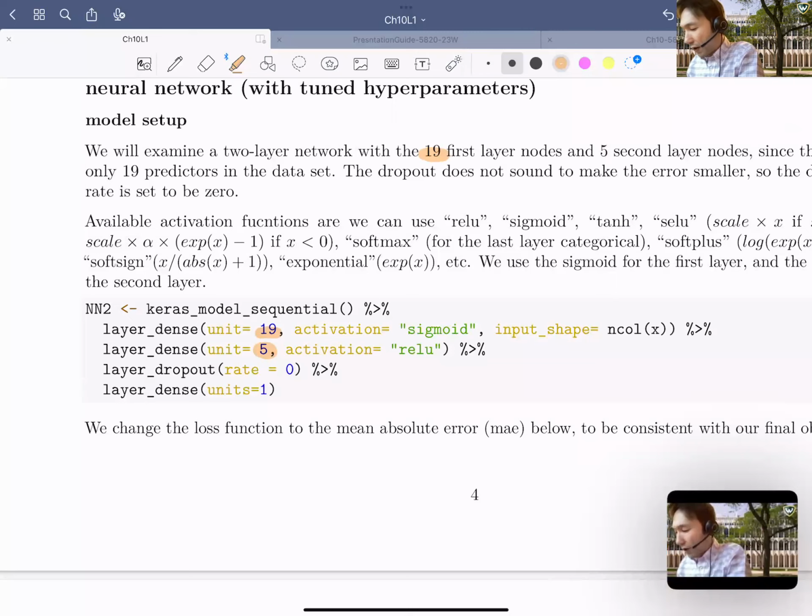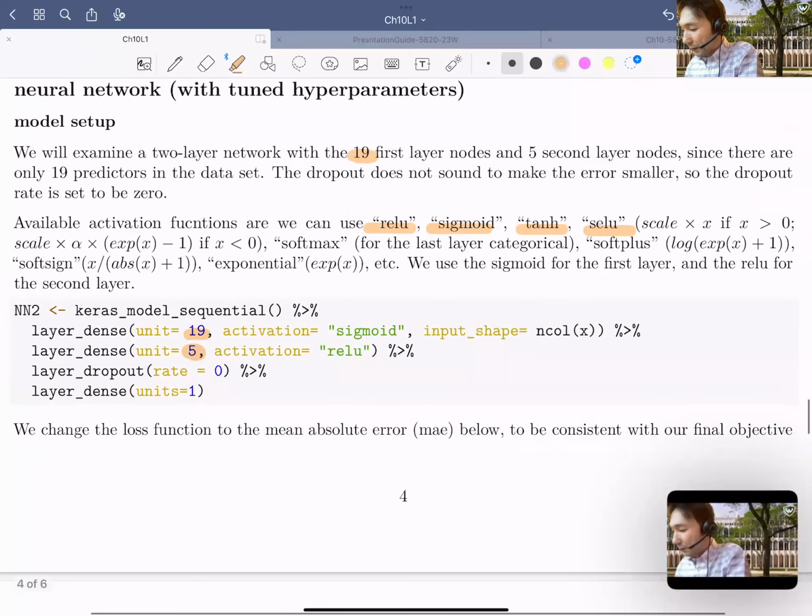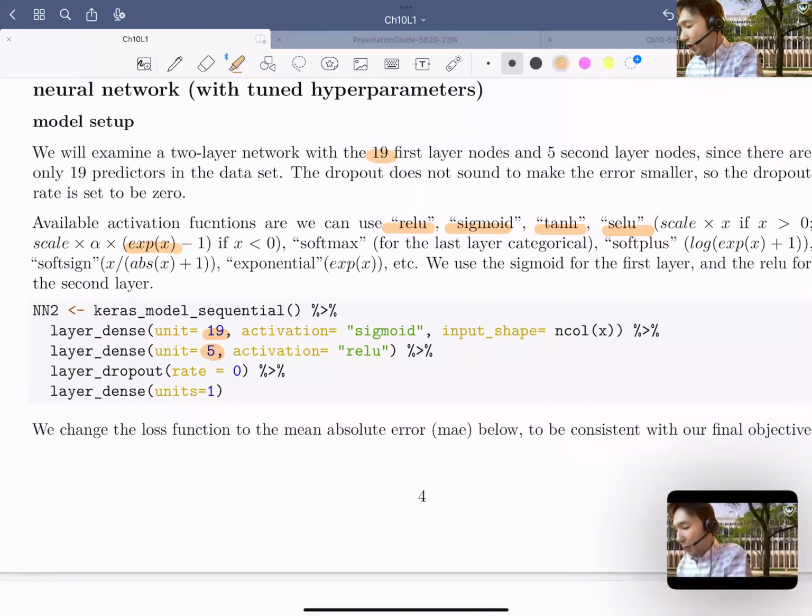And also the activation function. We can use many functions: ReLU, sigmoid function, hyperbolic tangent, CELU. CELU is a slightly smoother version of ReLU. It uses an exponential function rather than the piecewise linear function. And the softmax function, which is used for the last layer.